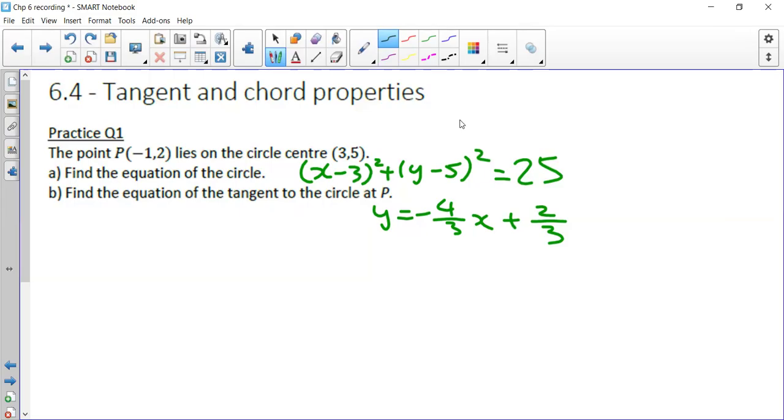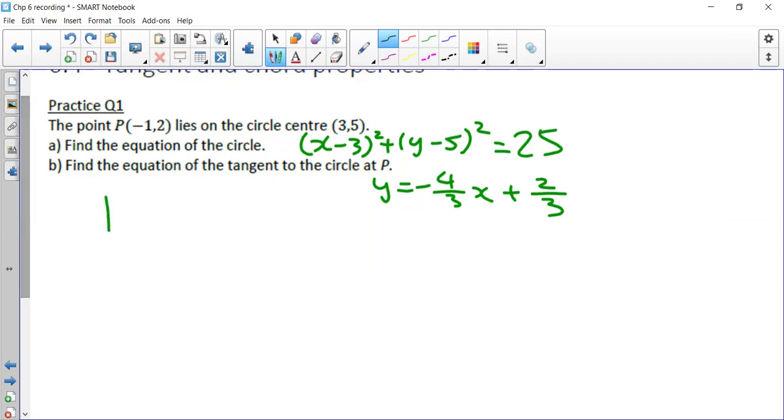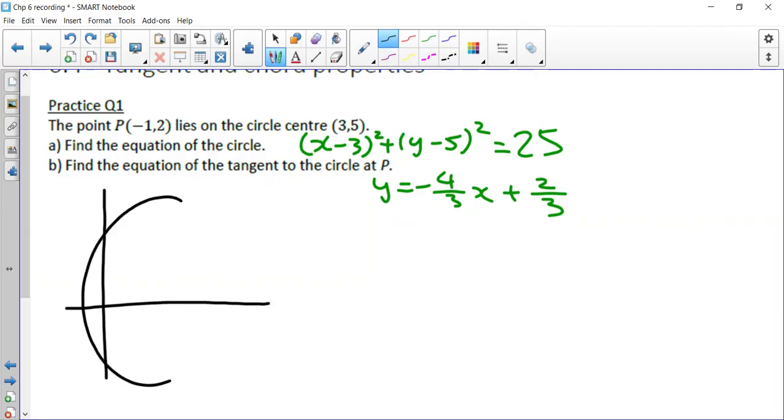The point P (minus 1, 2) lies on the circle with center (3, 5). So I think the best thing to do is to draw a little circle. The center is (3, 5) and this point is (minus 1, 2). Why is the circle so ugly? It's my circle, my rule. I've told you already, so don't ask me again. So find the equation of the circle.